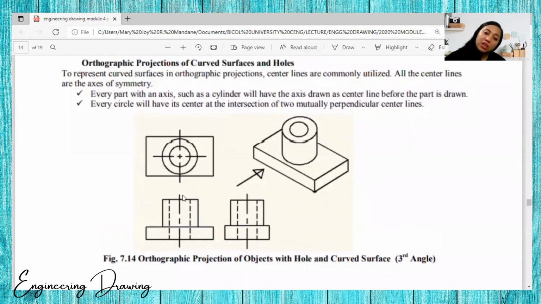Okay, so if this is the front, as you can see in the image, this is the front, then there's a hole. We will use the dash and the center line to indicate that there's a circular hole. Okay.